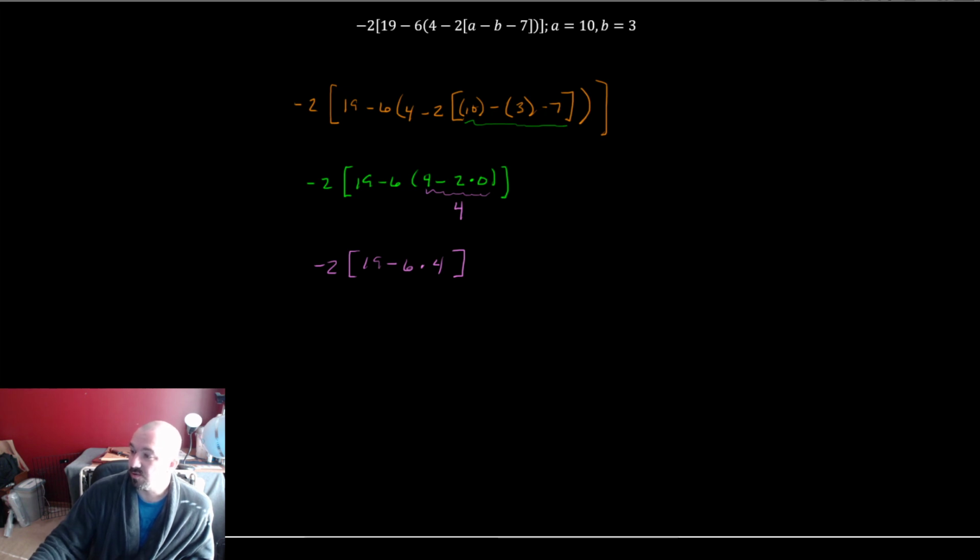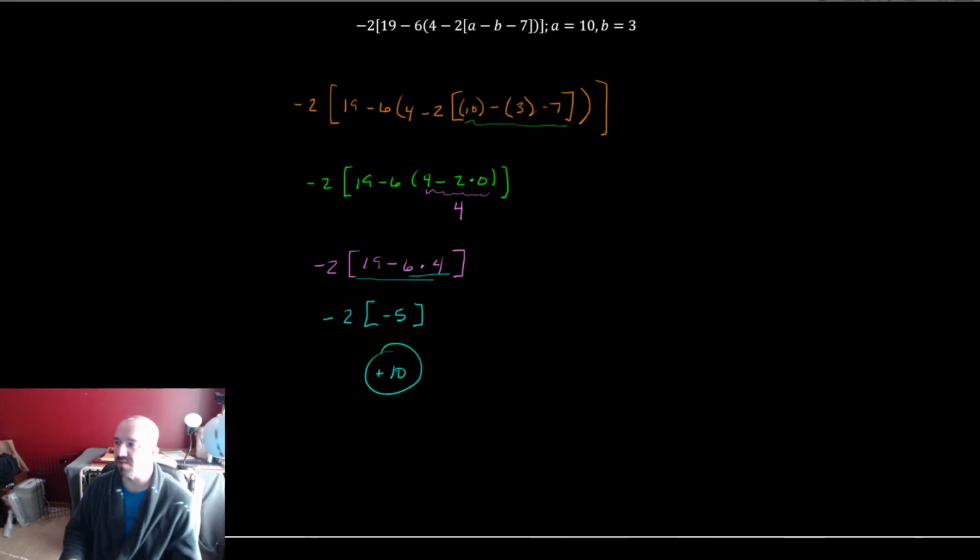Then we're going to multiply these two first, so we get 24. 19 minus 24 is a negative 5. So we have negative 2 times negative 5, which finally gives us a positive 10. So this whole mess that started off as this god-awful thing ended up being 10. It happens. It's one of those weird things in math.